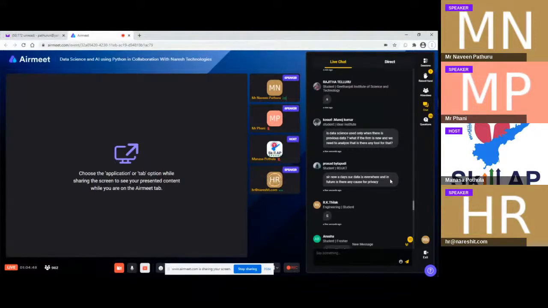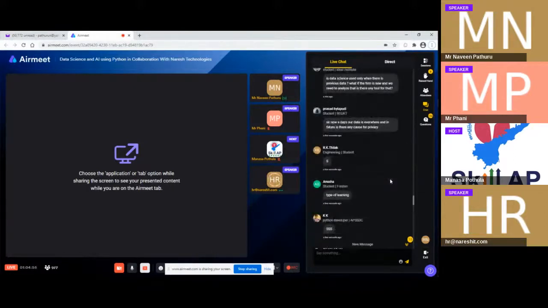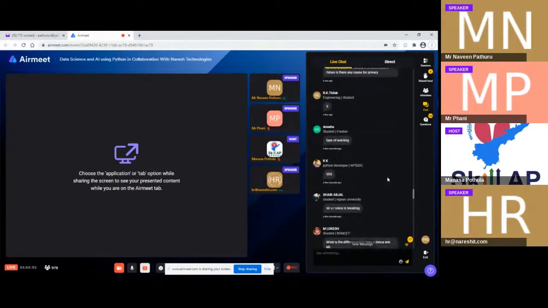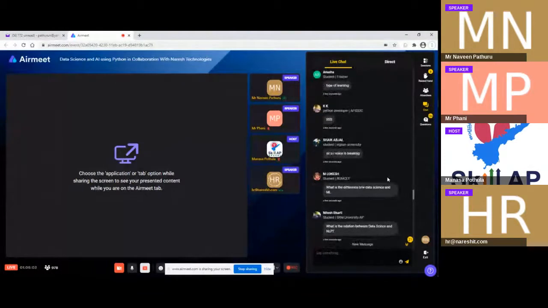Data is everywhere. Prasad says today a lot of people have data. Is there any cause for privacy? Well, we don't have to go into private data. You can download the public data. Prasad, it's not necessary for you to download the private data. Private data will not be available to you.